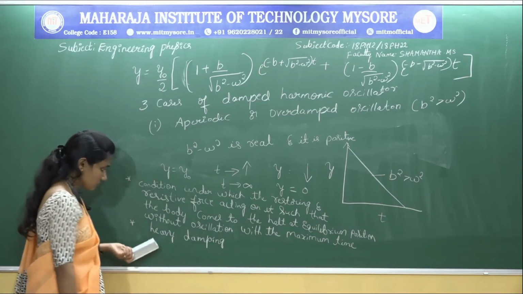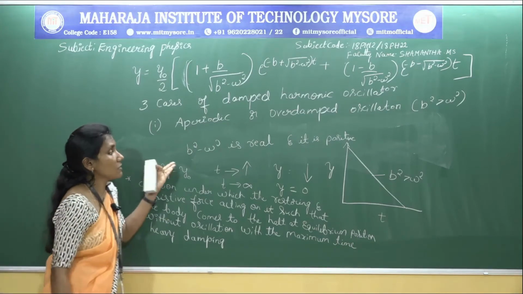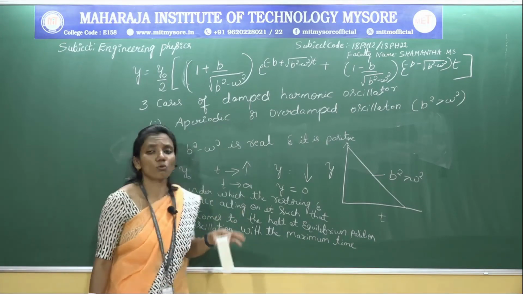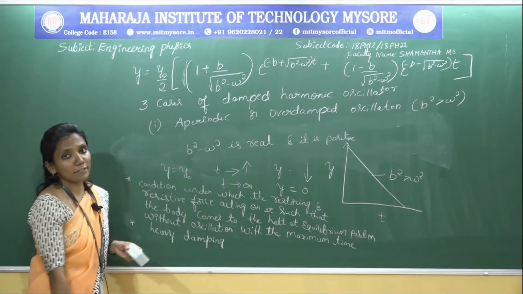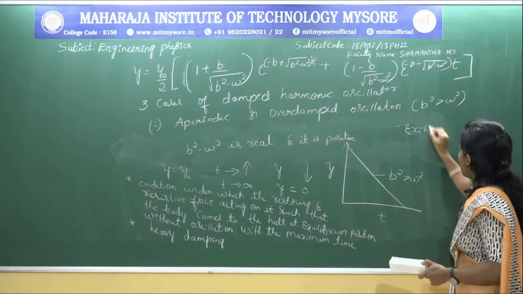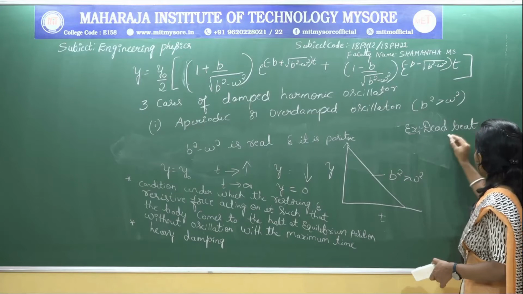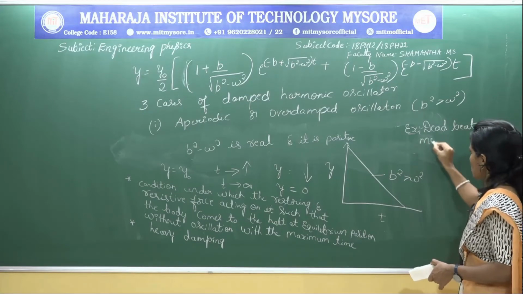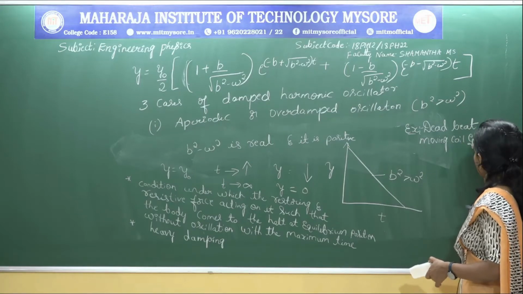So what are the examples for this? We observe aperiodic or over-damped oscillations in a dead-beat moving coil galvanometer.